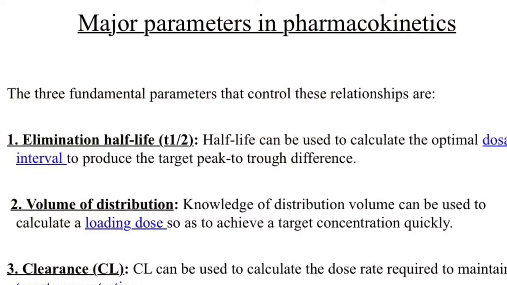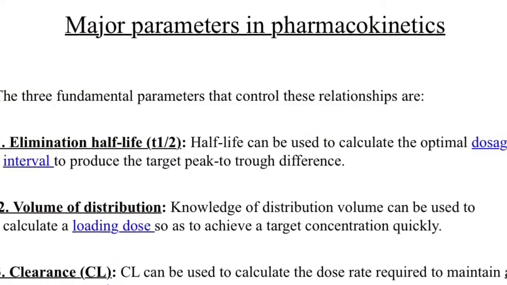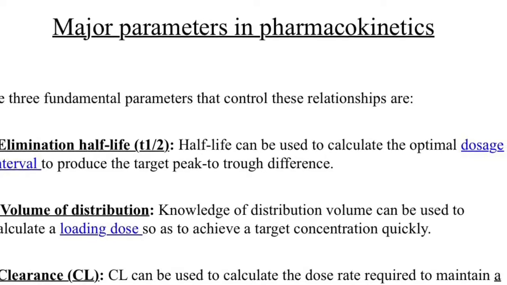Now I'll talk about the three most important parameters of pharmacokinetics, and these are elimination half-life, volume of distribution, and clearance. Half-life means the time the drug will take to get out of the body half of the initial dose. I'll give you one simple example. You give a patient 10 milligram of the drug. How long will it take for half of the 10, which is 5 milligram, to get out of the system? That is the half-life.